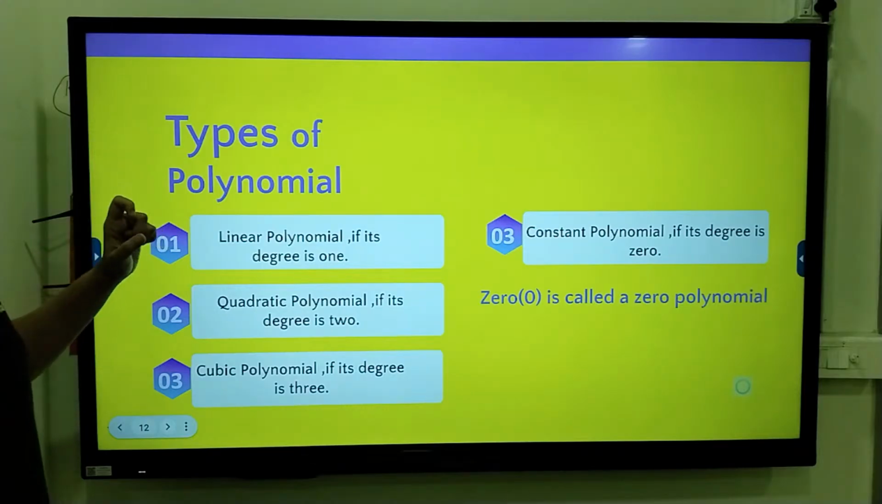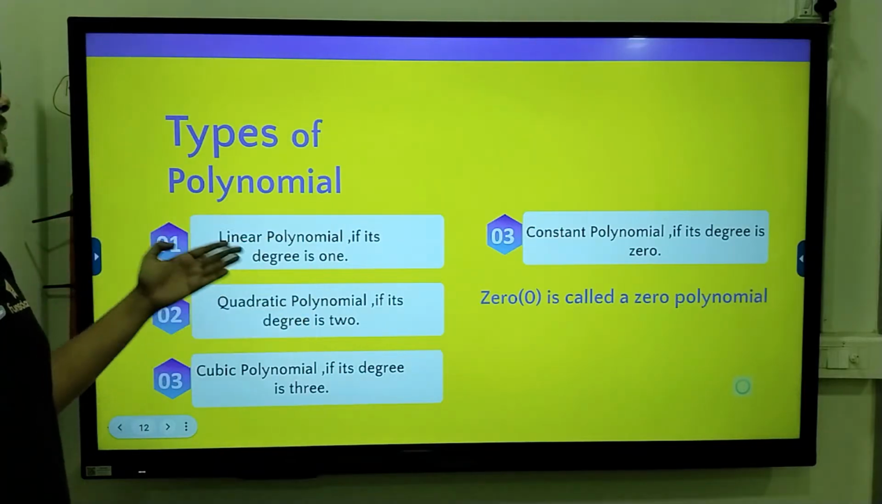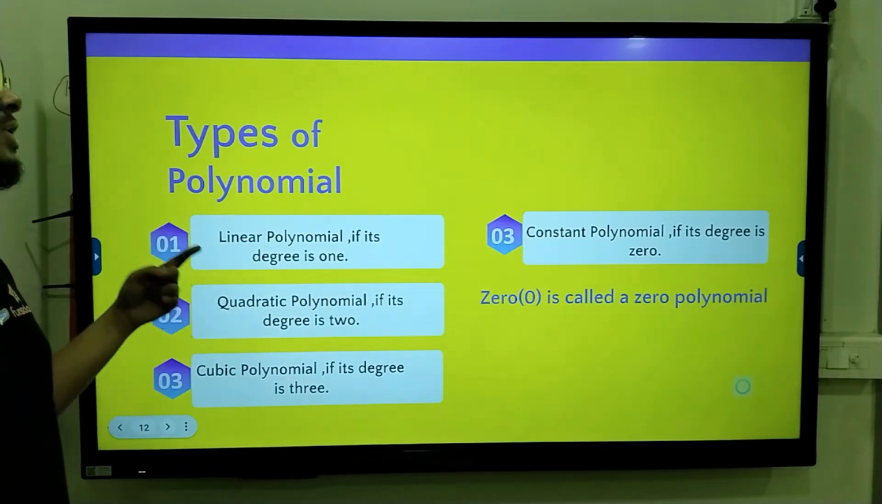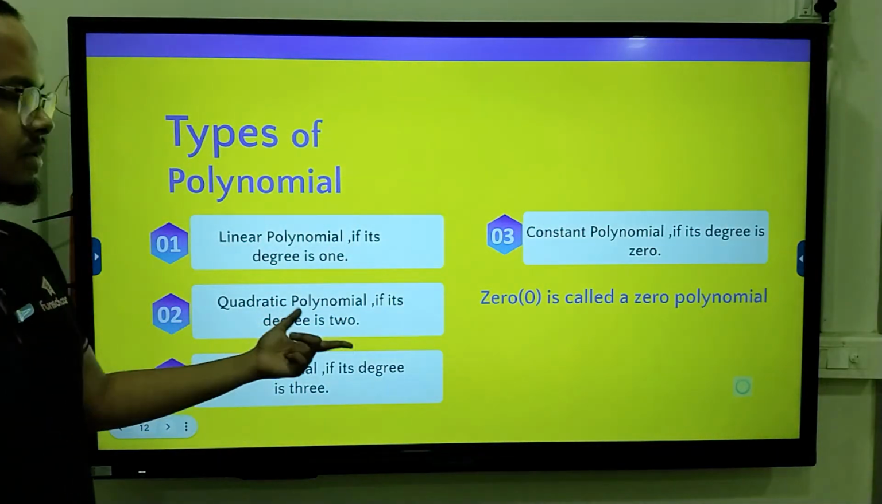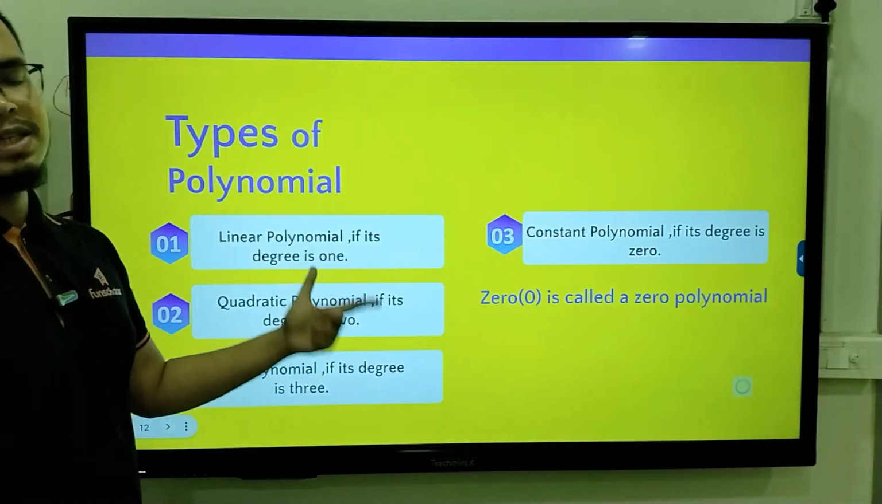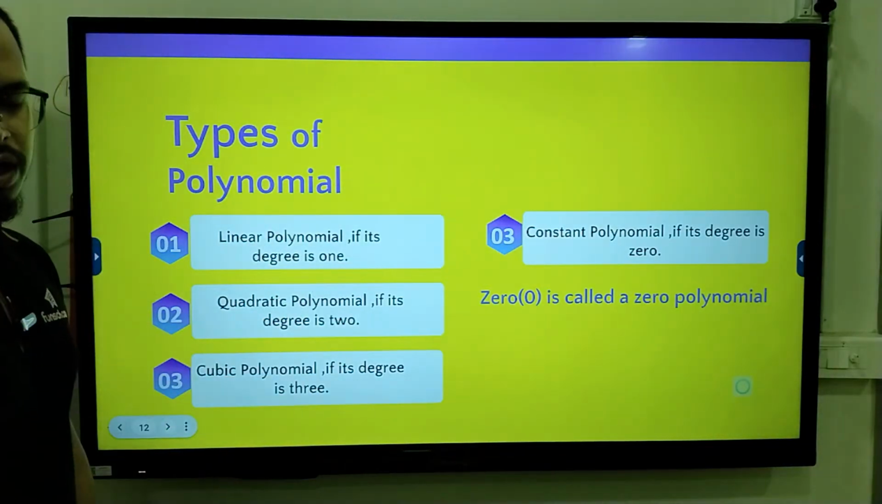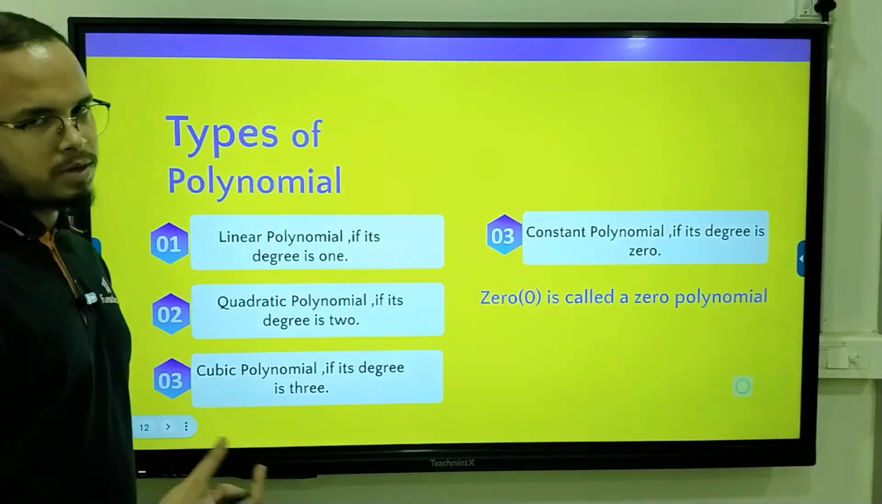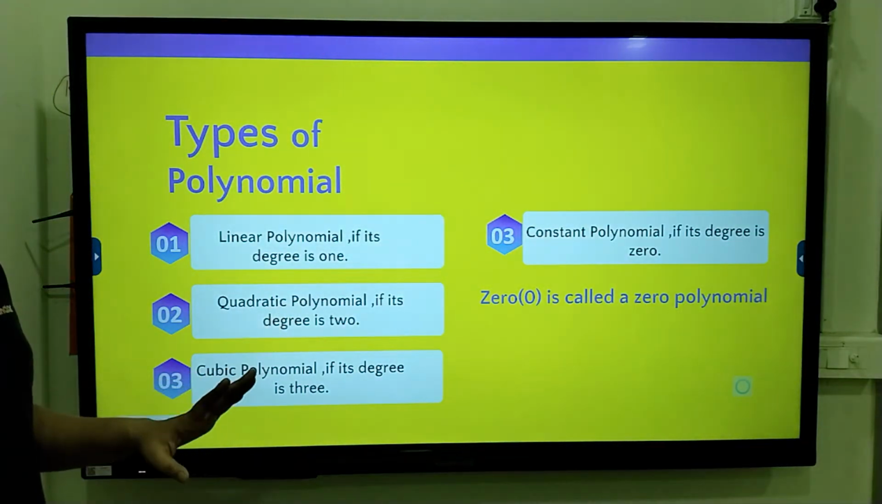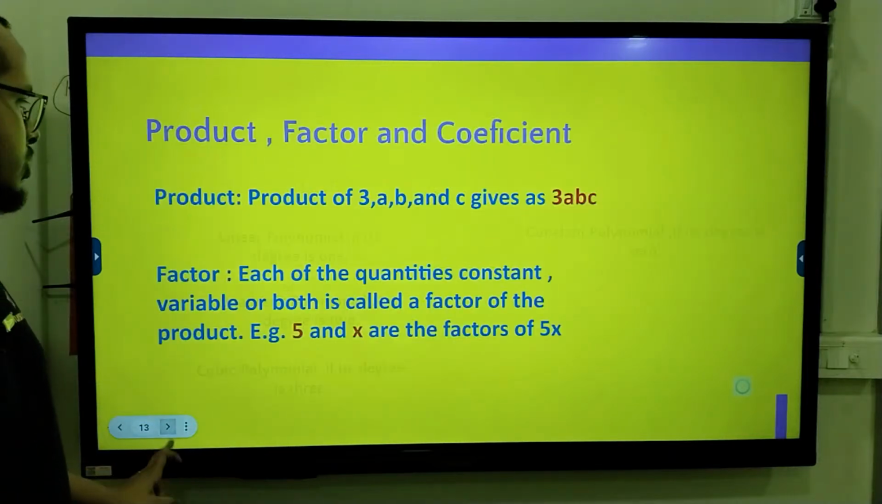Now there are types of polynomial. Linear polynomial if its degree is 1. So if 1, it is a linear polynomial. Quadratic if the degree is 2. Cubic if the degree is 3. And if it is 0, if I have just a constant like 6, 5, 7, 22, 99, anything, it has no variable attached to it, then it is known as a constant polynomial or 0 polynomial.